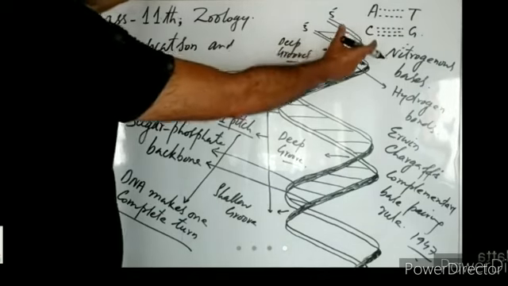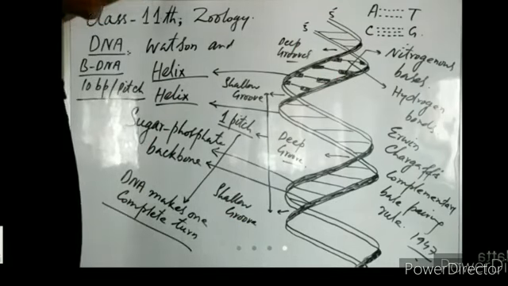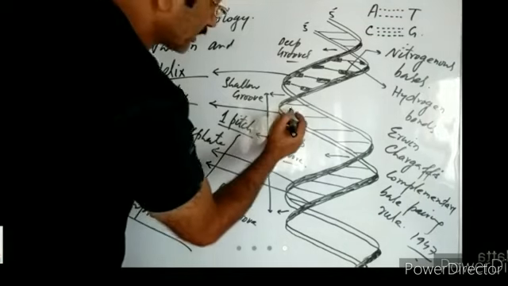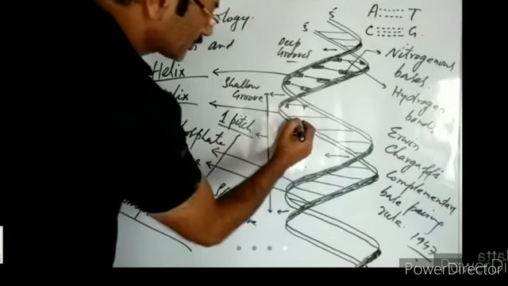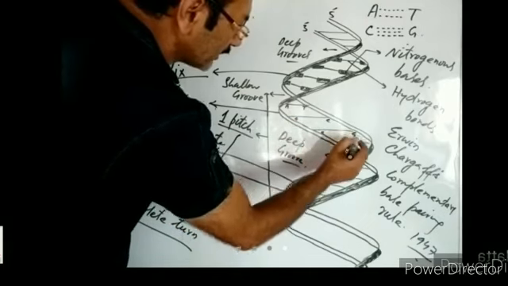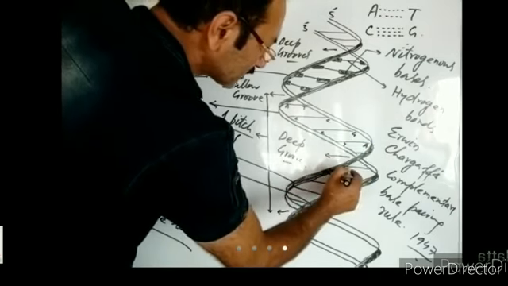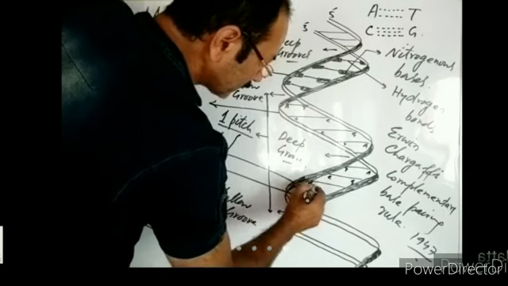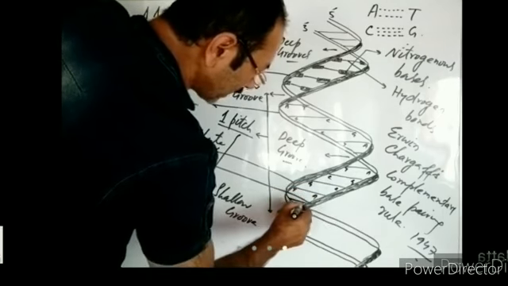So how many such base pairs are present in a pitch? In a single pitch in B-DNA, there are 10 base pairs. Suppose it is adenine, it will be pairing with thymine. If it is guanine, it will pair with cytosine. If it is cytosine here, it will pair with guanine, right? If it is thymine, it will pair with adenine, right? Similarly, thymine will pair with adenine, cytosine with guanine, guanine with cytosine, thymine with adenine, and adenine will pair with thymine, right?